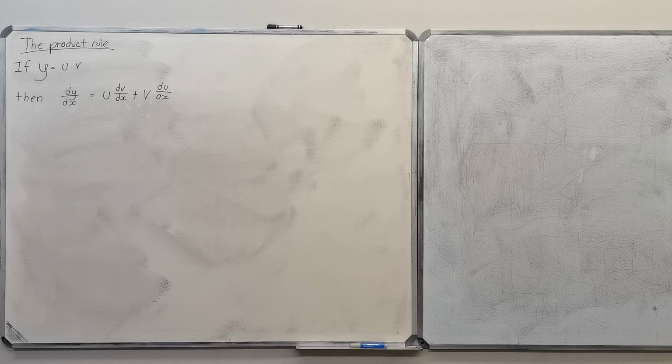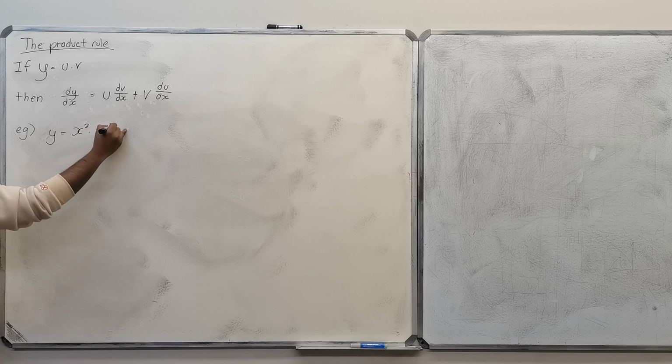So, rules without examples mean nothing. So, let's do examples. Okay? So, what's x squared times x cubed? Example: y is equal to x squared times x cubed. Calculate dy over dx.